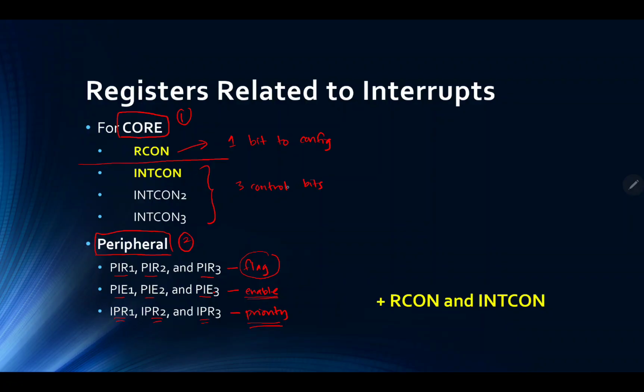Remember, for every interrupt source, you have 3 control bits, right? So the 3 control bits, you have to search. Where is it? Is it in INTCON, or INTCON2, or INTCON3? And then this RCON register, you only will configure 1 bit. So this is compulsory. So first and foremost, you need to identify the interrupt source, which group it actually belongs to.